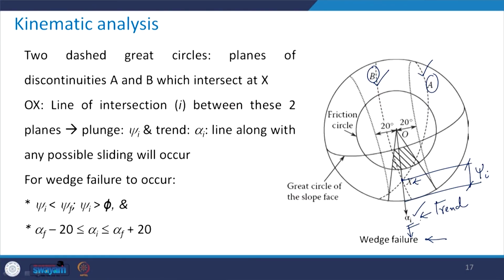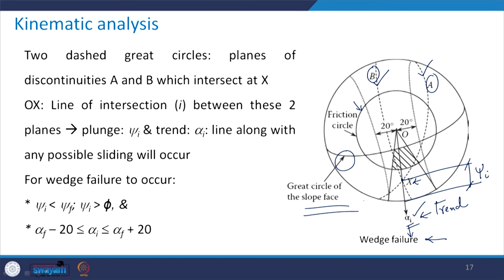Now, for the wedge failure to occur, again the conditions are going to be the same, these three conditions, except that in the plane failure we took the plane of discontinuity. In this case, we are going to consider the line of intersection of two discontinuity planes, which are A and B here. Additionally, please see how the friction circle has been drawn, and how the great circle for the slope face has been drawn here.